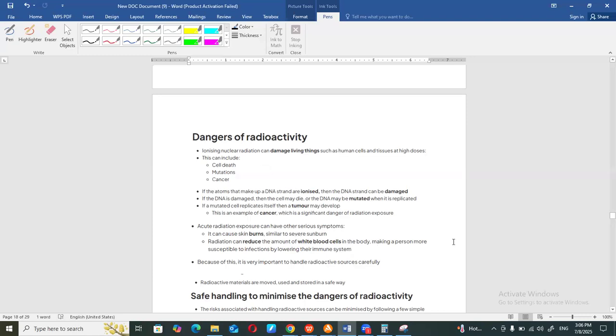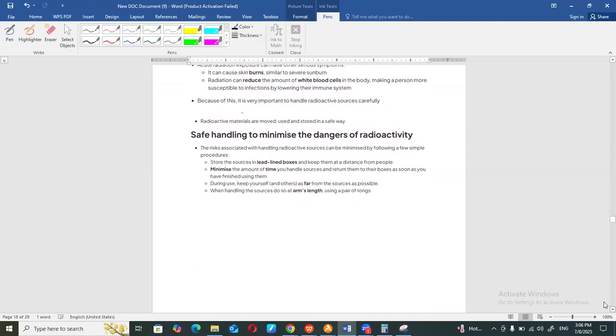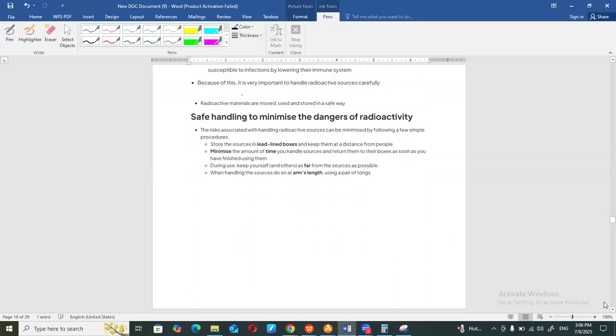Now, what are the safety measures which you need to take? Safety measures, just as simple as that. Place the source in a lead-lined box, and keep it away from people, at a distance from the radiation source, right? Because definitely lead is quite safe, it is absorbing the radiation. So if you place it into a lead box, then it can be safe.